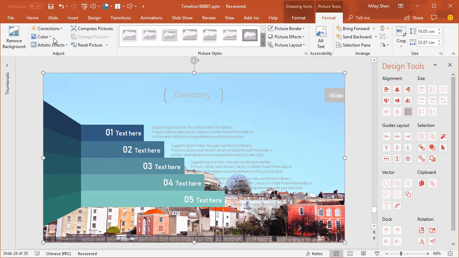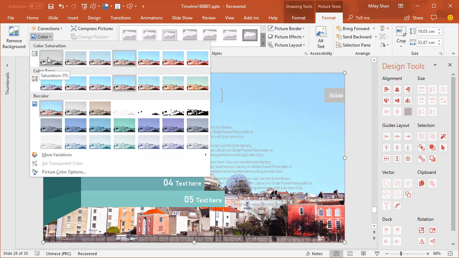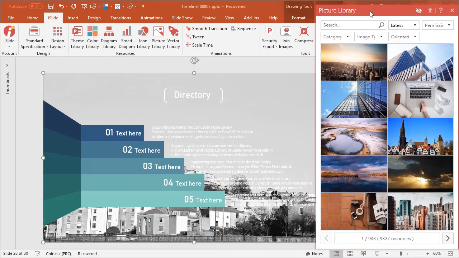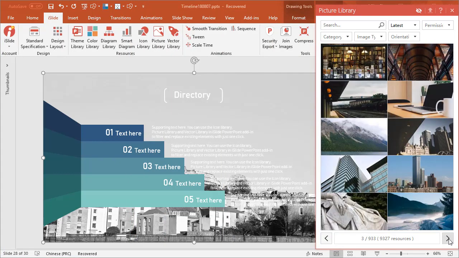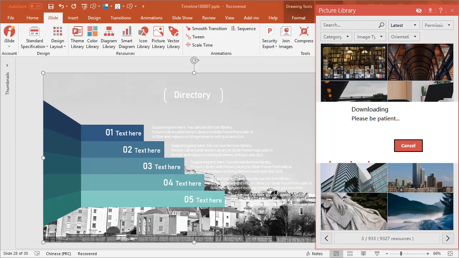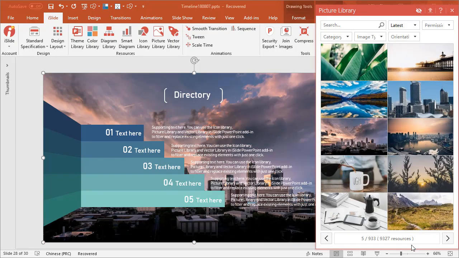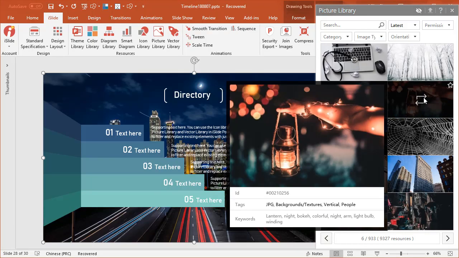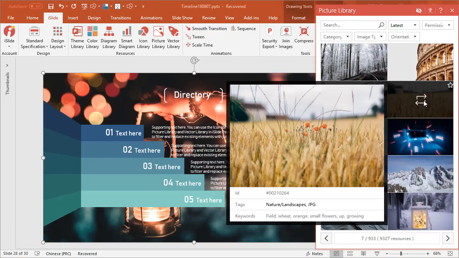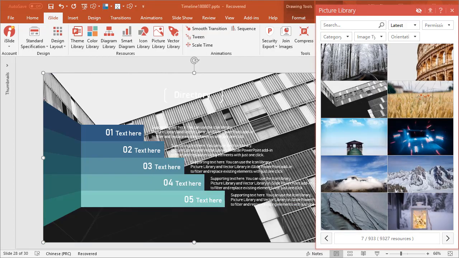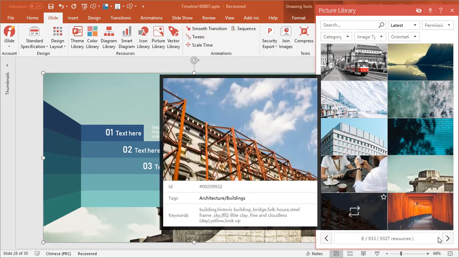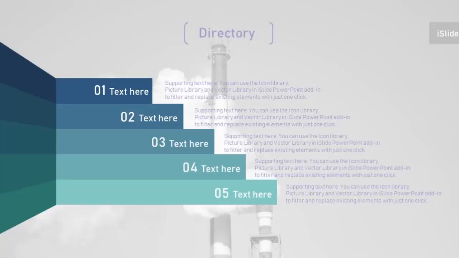Adjust its color. Adjust the text color if needed. You can also replace this picture by directly clicking on the picture you want. Here are some examples.